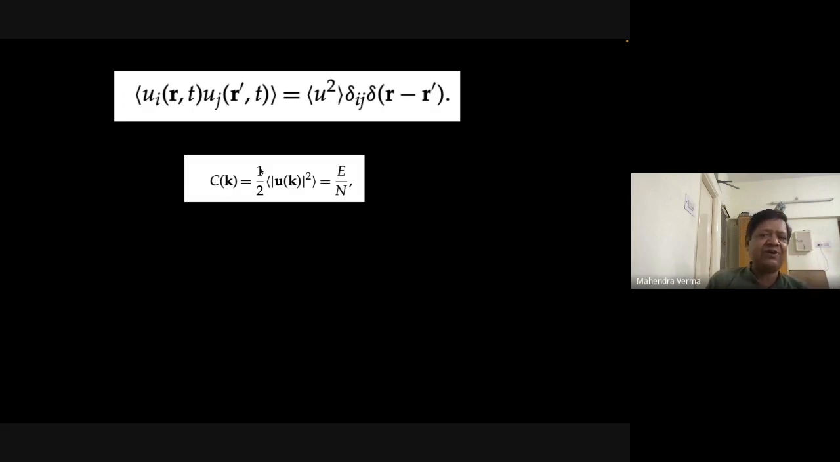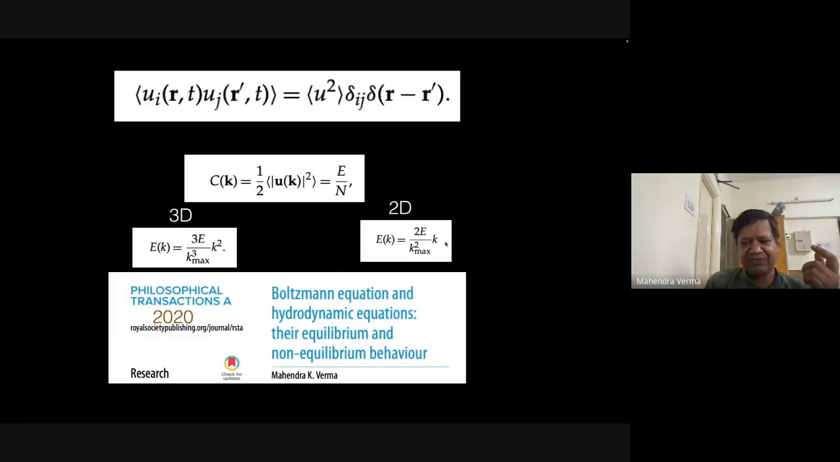So that is what the equilibrium solution is. The energy of every mode will be the same. This is like equipartition. So you can easily see from the top equation that energy will be equipartitioned in equilibrium. And from this, the energy per mode is constant. In 3D, because the number of modes is proportional to the area of the sphere, it is k squared, and in 2D it is proportional to k. Okay, so this is a prediction.